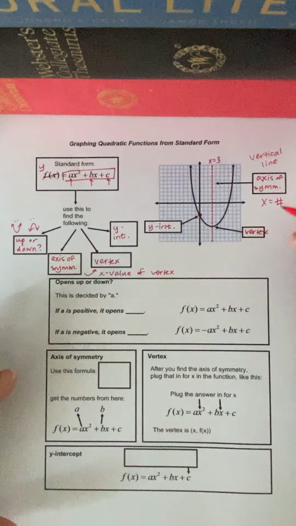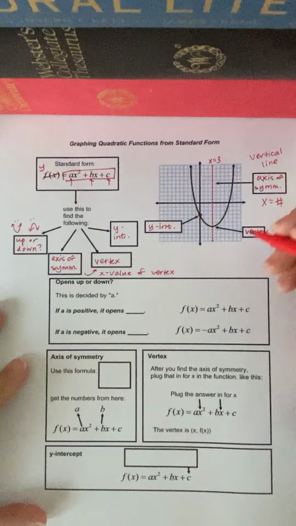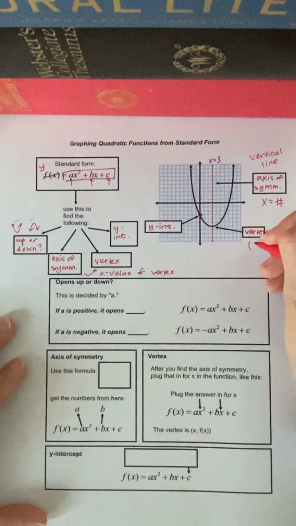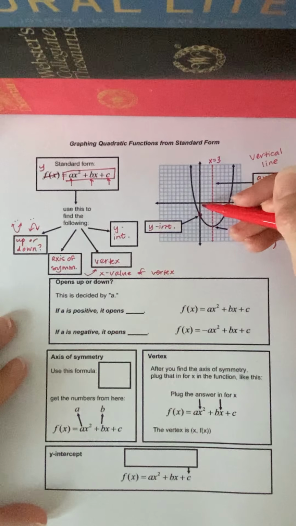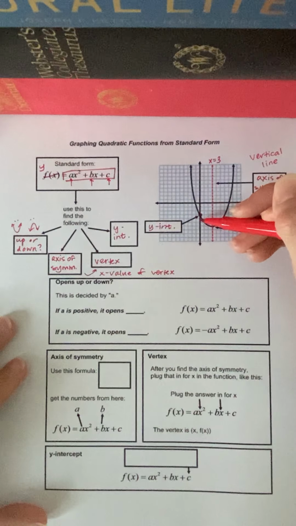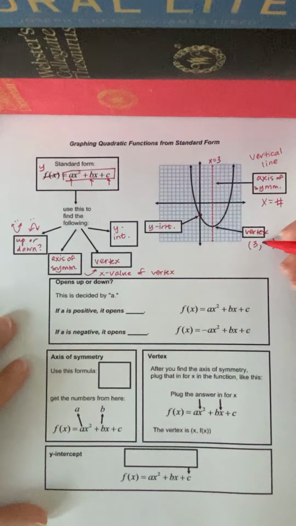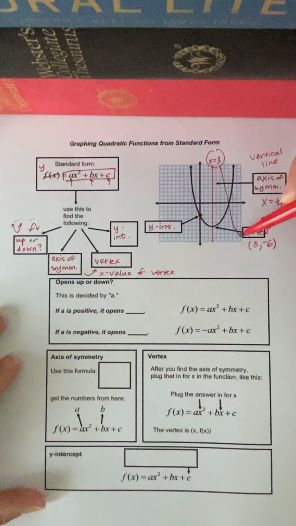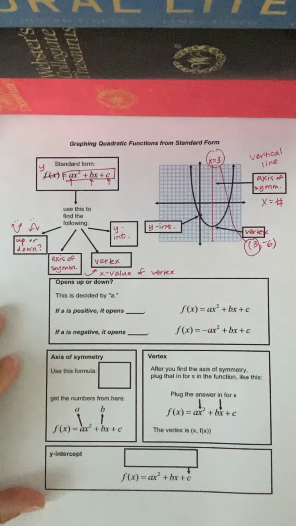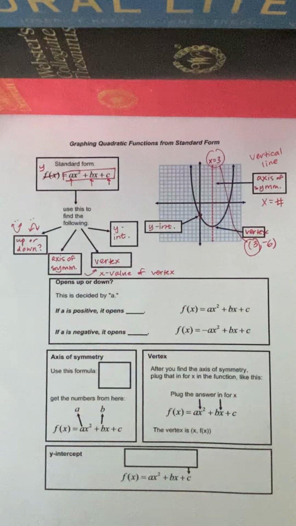And x equals 3 also happens to be the x value of the vertex, right? So 1, 2, 3, 4, 5, 6. So the vertex is (3, -6). And there is absolutely no coincidence whatsoever that those are both 3s. So you find the axis of symmetry first using a formula, and then you plug it in to the equation to find the y value of the vertex.